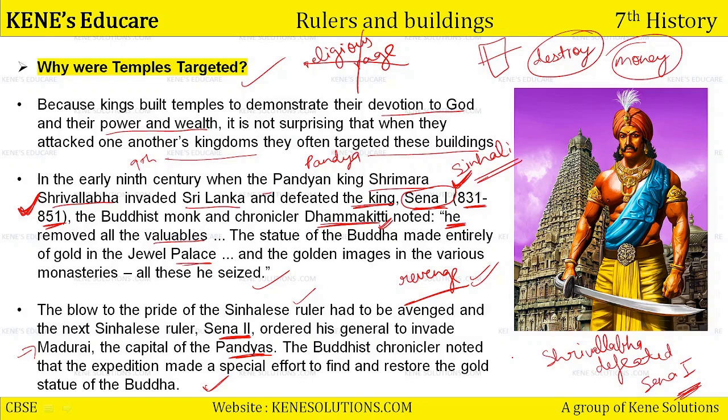Okay, Sena II wanted to take revenge for his father, for his predecessor. He wanted to take revenge for Sena I. So he ordered an invasion of Madurai, which was the capital of the Pandyas. He also gave strict orders that whatever you do, please try to restore the gold statue of the Buddha which Sri Vallabha took away. Okay, so this was the main reason why temples were targeted. Now I will tell you more information about these temple targetings.